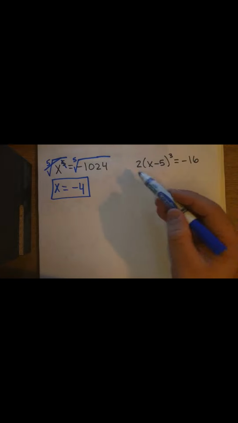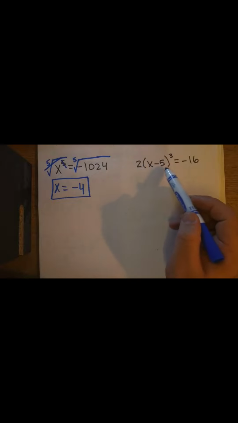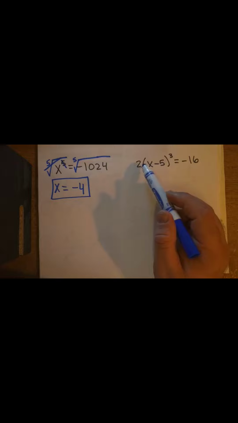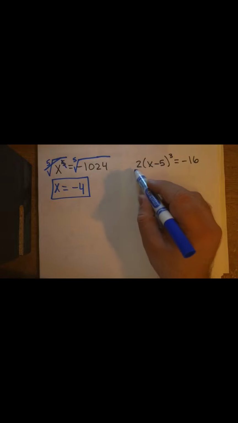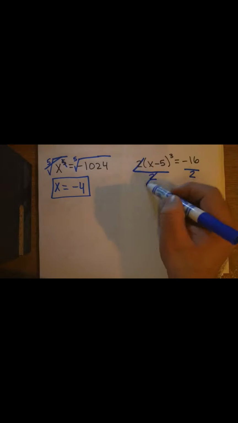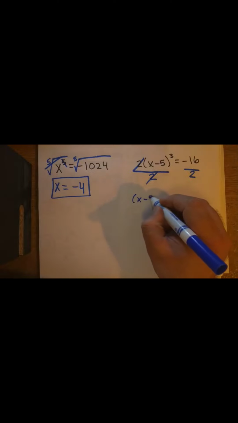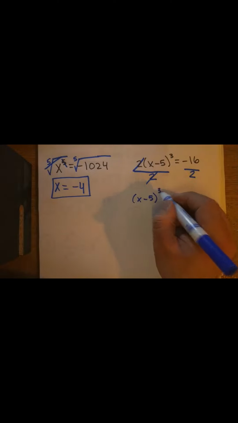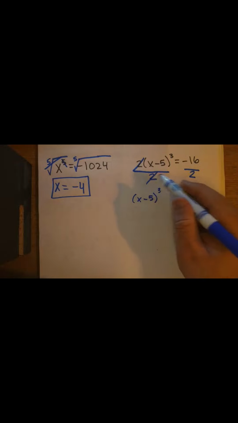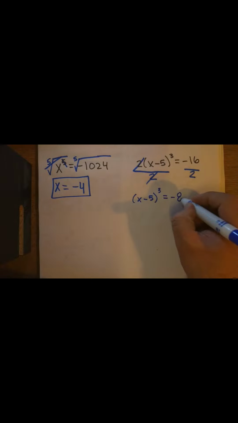Now, we've got to think about, what is this saying? This says 2 times x minus 5 cubed. What's the opposite of 2 times? It's divide by 2. So we're going to divide both sides by 2. What happens on the left side is these reduce each other, leaving us with x minus 5 cubed, because the 2's are gone, equals, okay, and then negative 16 divided by 2 is negative 8.